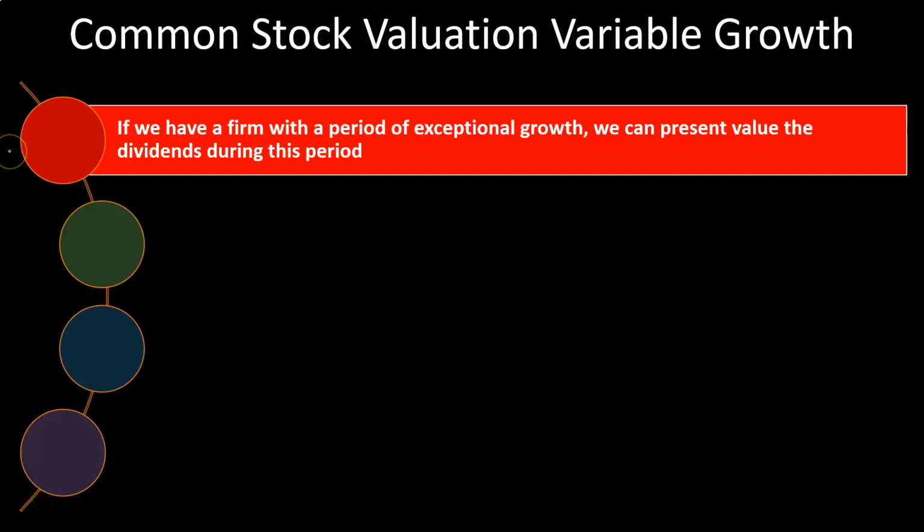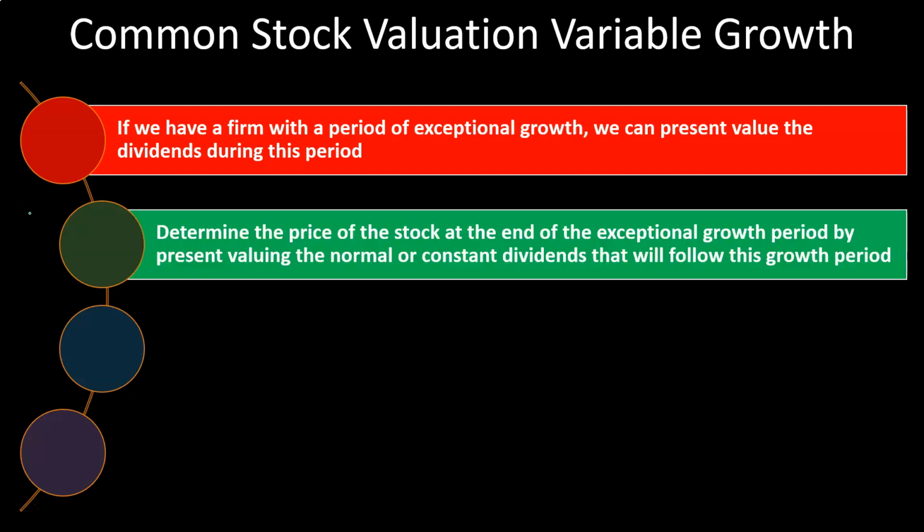So in that case, we would have to figure those two points out and think about when that's going to happen, when we think the growth rate's going to end, and then figure the two and present value the two components, and then add them together. So if we have a firm with a period of exceptional growth, we can present value the dividends during this period. So we can think about that period of time where we have that larger growth and try to present value that component, and then determine the price of the stock at the end of the exceptional growth period by present valuing the normal or constant dividends that will follow this growth period.